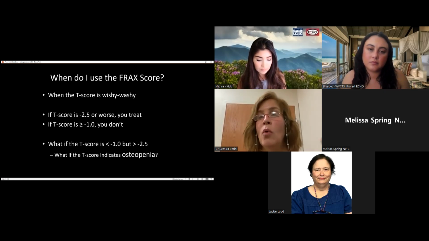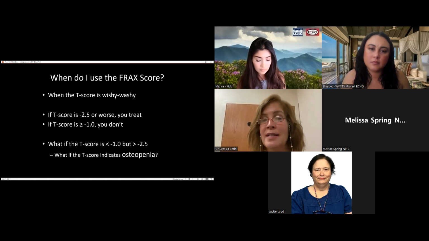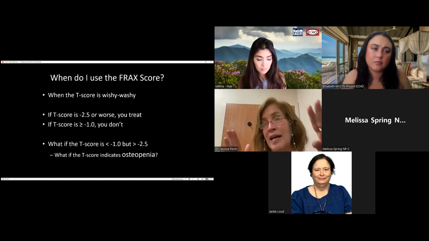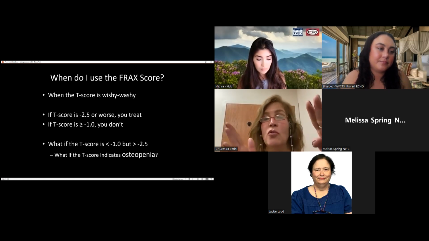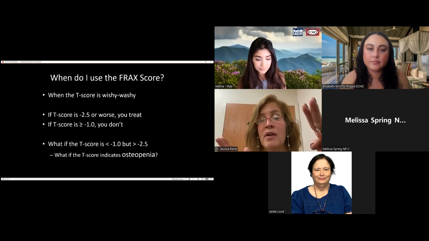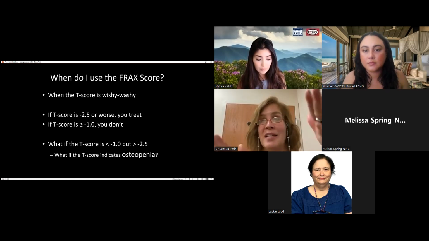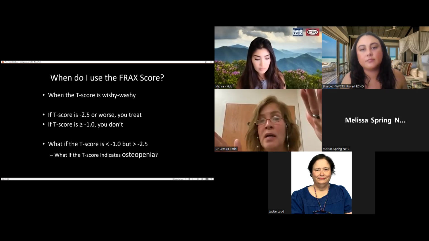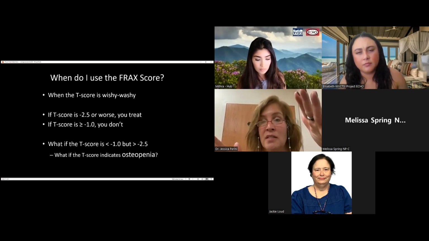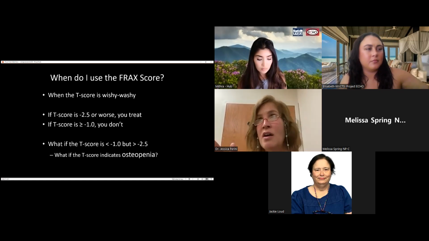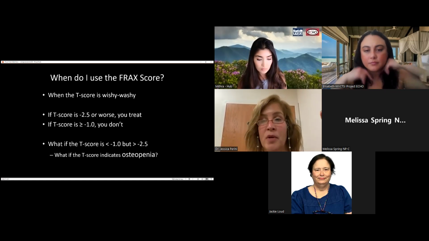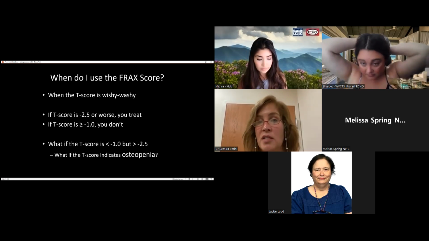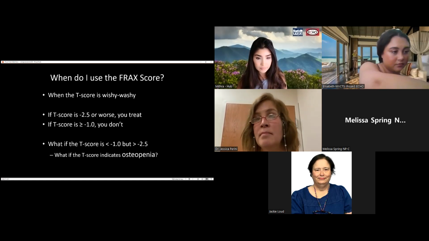But what if the T-score is in that gray zone, when it's less than -1, but it's still greater than -2.5, which we know of as osteopenia. That gray zone means your bones are not great, but they're not terrible. Okay, so that's called osteopenia. Next slide.